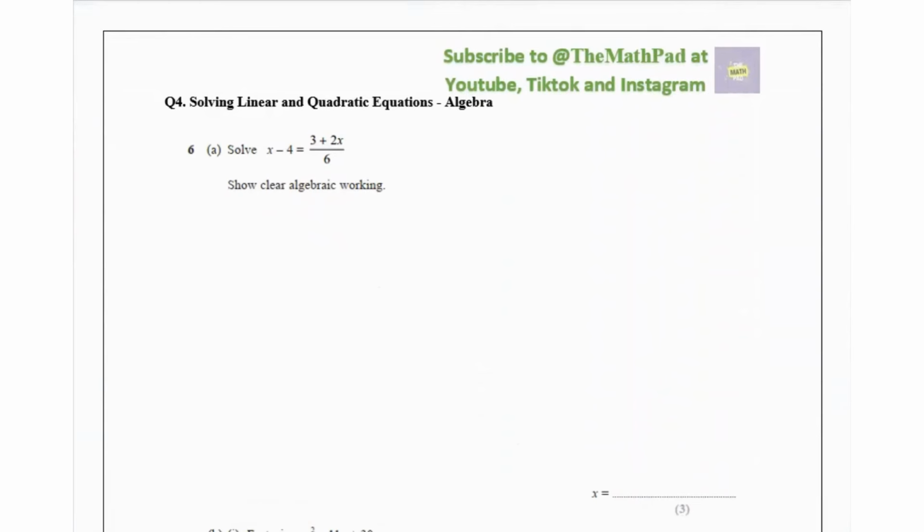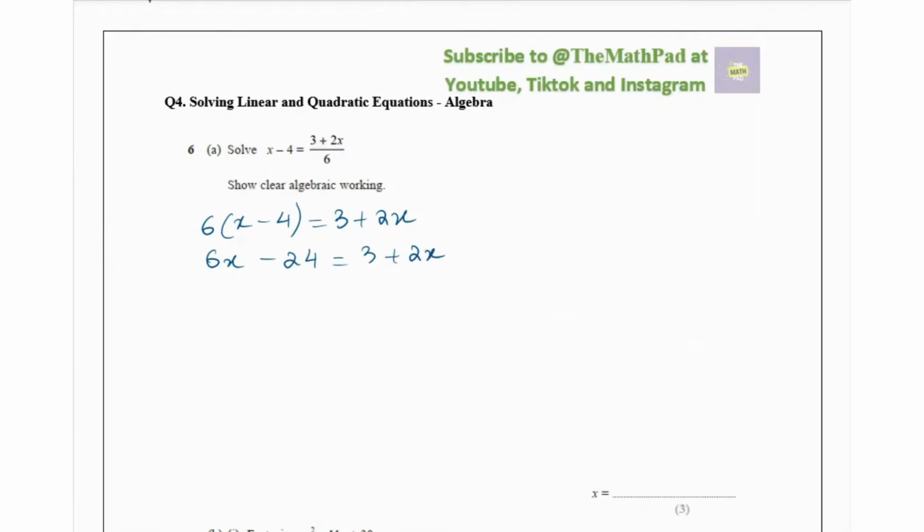Then we have solving linear and quadratic equations. This is also a very common topic that occurs every single time in the exam. So we have x minus 4 equals 3 plus 2x over 6. In these types of questions, your first step is to always cross multiply and get rid of the fraction. So we cross multiply: 6 times x minus 4 equals 3 plus 2x. Expand the bracket: 6x minus 24 equals 3 plus 2x.